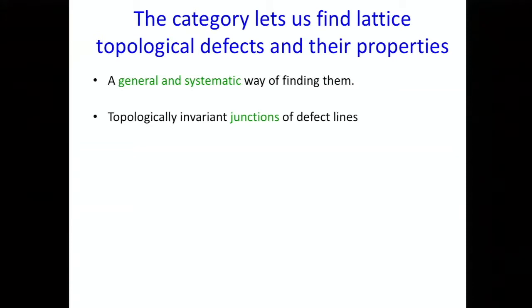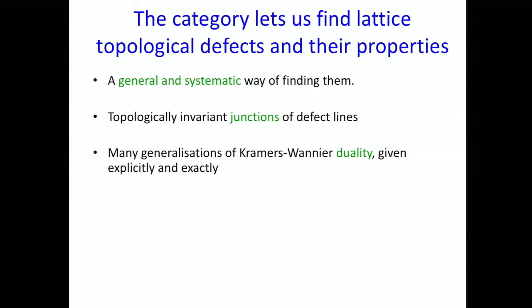And so we can find them in lots of models, greatly generalizing what anybody did before. People have done work on this, of course, but either in CFT or on the lattice, it was sort of ad hoc. We can make junctions of them, and one of the consequences that I'll explain is that you can greatly generalize what's called Kramers-Wannier duality, the duality of the Ising model or the Potts models.